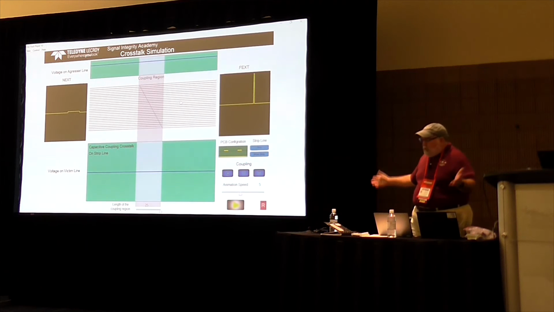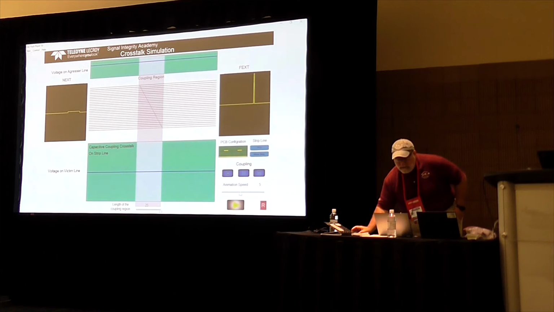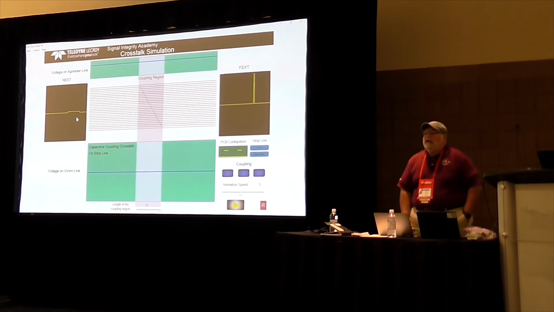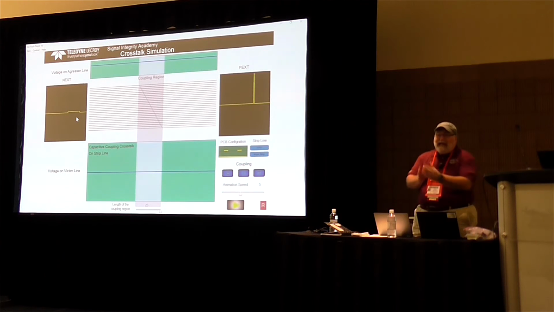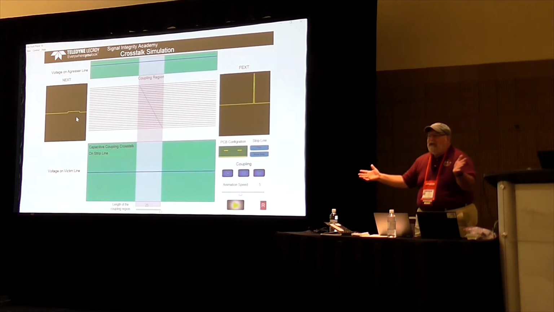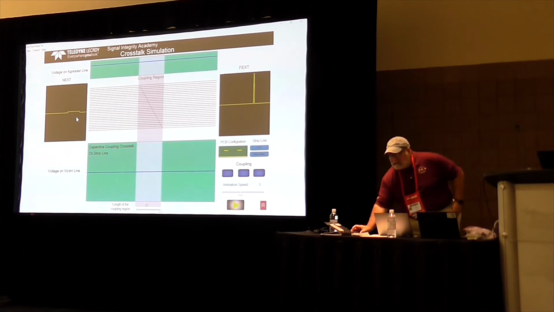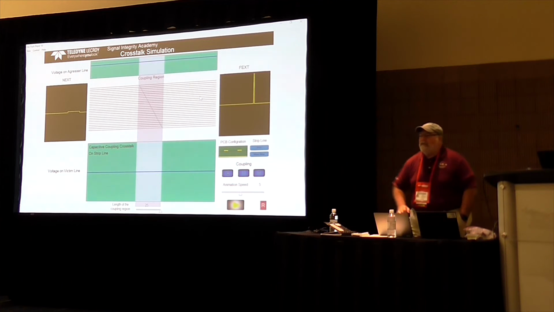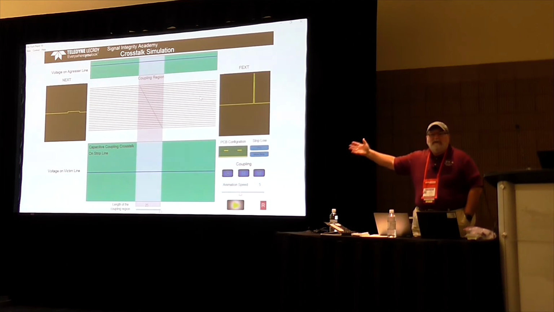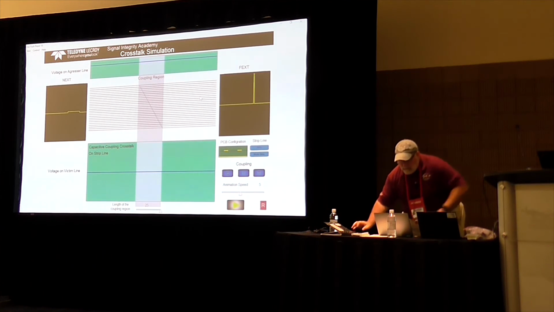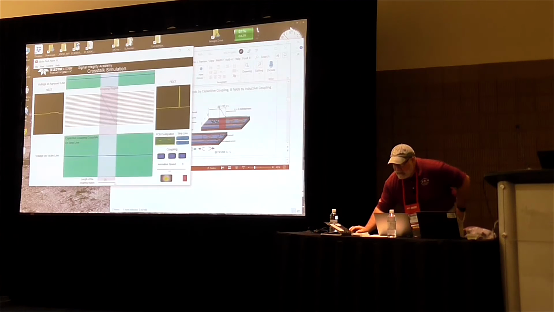Increase the coupled length. What happened to the magnitude of the near end crosstalk over here? Nothing. It just lasts for a longer amount of time. Increase the coupled length. What happens to the far end noise, capacity coupled far noise? It got bigger. Very different signature. Okay, but this is only half the problem.